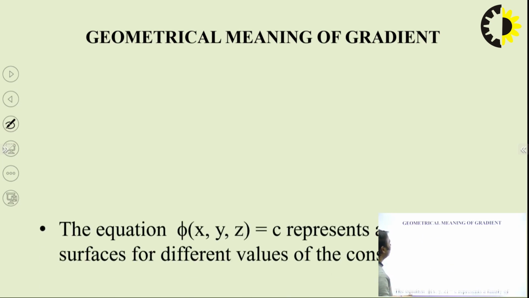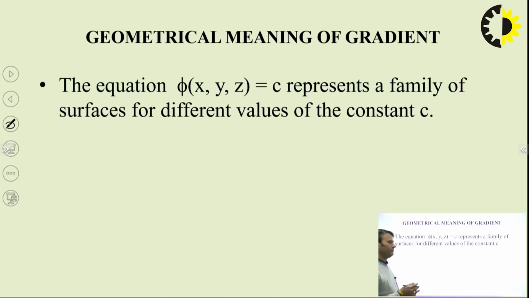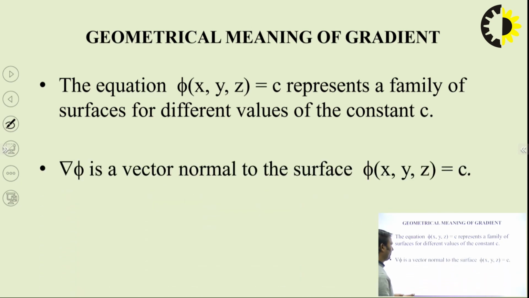Right. So now, the geometrical meaning of gradient. Listen up, since we are calculating the gradient, we must understand what the meaning of gradient is. Let's suppose there is an equation phi(x, y, z) equals c. This equation represents a family of surfaces for different values of the constant c. We can have different values of c, and so different families of surfaces, right? Then the gradient of phi is the vector normal to the surface.